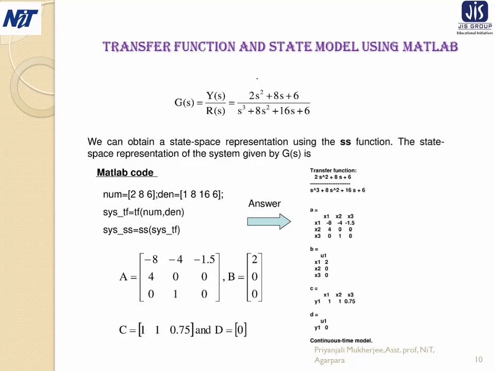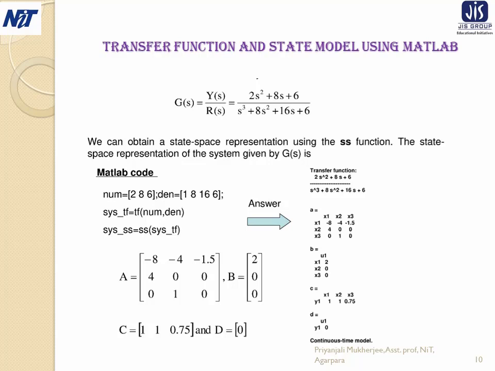So the MATLAB code is: numerator. First we identify the numerator and write its coefficients: 2, then 8, then 6. Similarly, we identify the denominator, which is 1, that is the coefficient of s to the power 3, then 8, then 16, and then 6. So we write the numerator and denominator. Then the system transfer function, we can give it a name, g. This is just a name, and that is equal to tf(num, den).